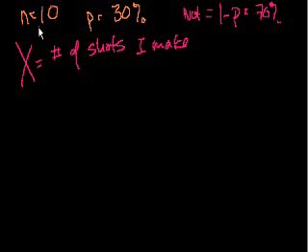And also I'm taking more shots now than I did before, and so it'll probably take a little bit more time. Actually, this is too much, because I don't want to waste too much time. Let's say I take 6 shots. And X, the random variable X, is the number of shots I make.